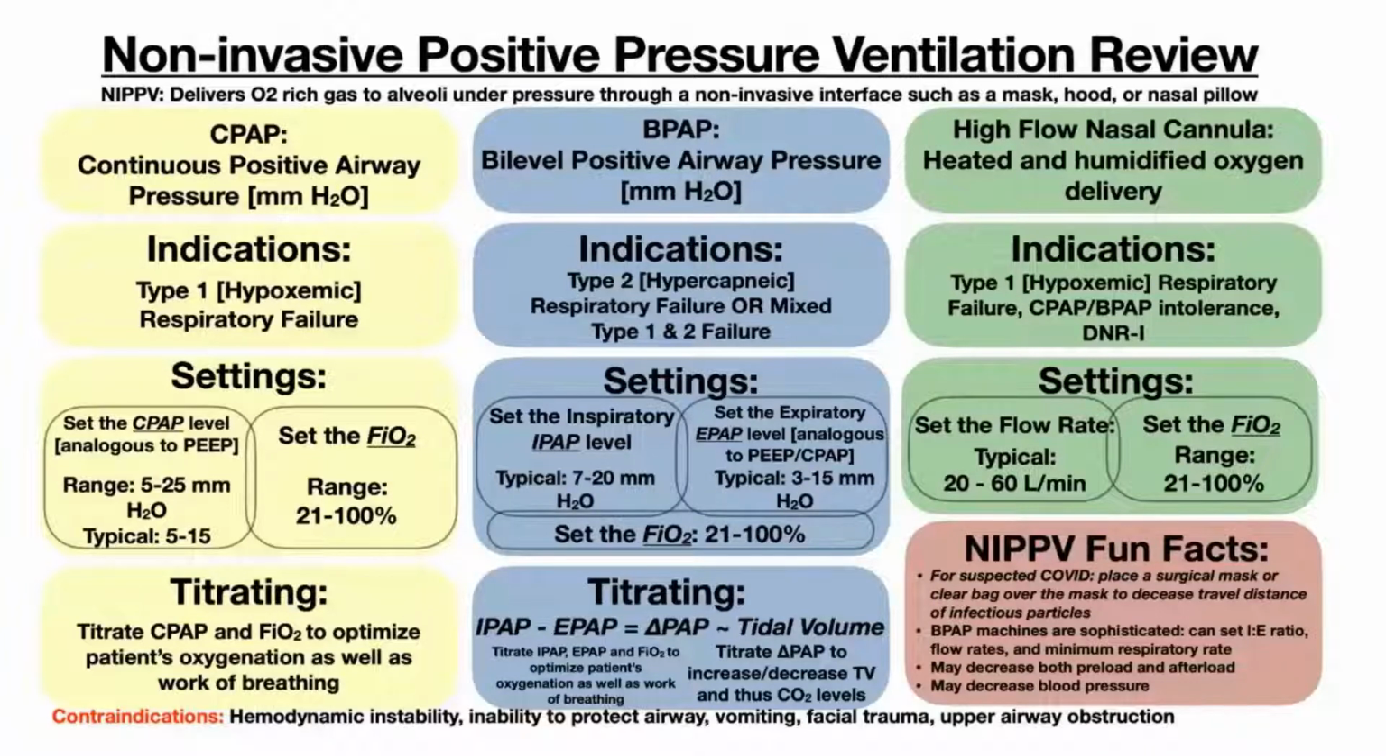Also this slide is very beneficial for talking about the difference between CPAP, BiPAP, and high flow nasal cannula. CPAP is mainly for type 1 hypoxemic respiratory failure. BiPAP can be used for type 2 or a mixed combination of type 1 and type 2. And high flow can be used as an alternative to CPAP, for type 2 or for purely type 1 hypoxic respiratory failure.